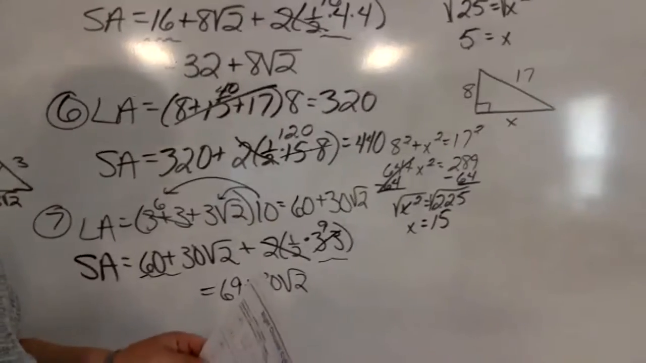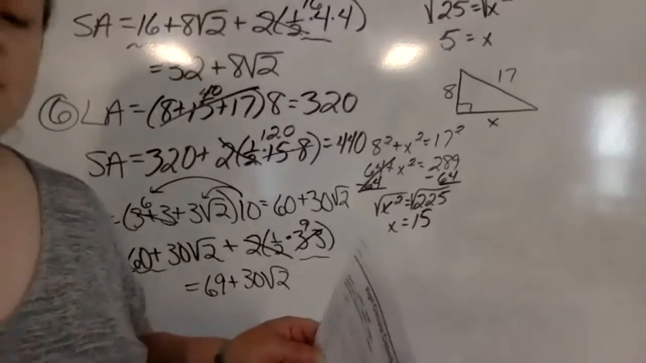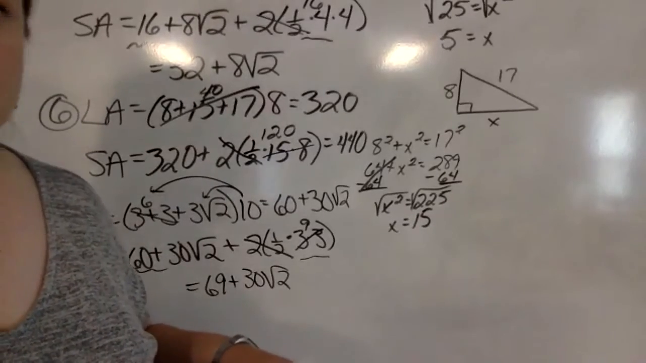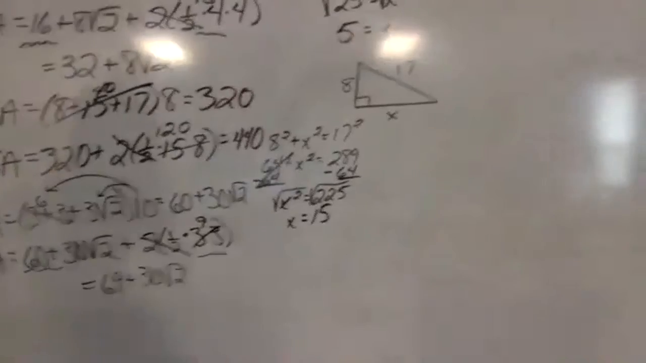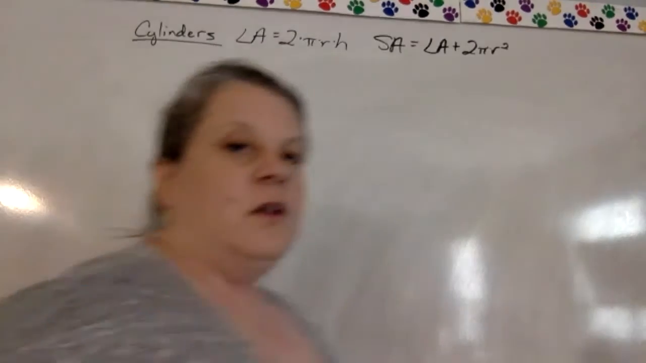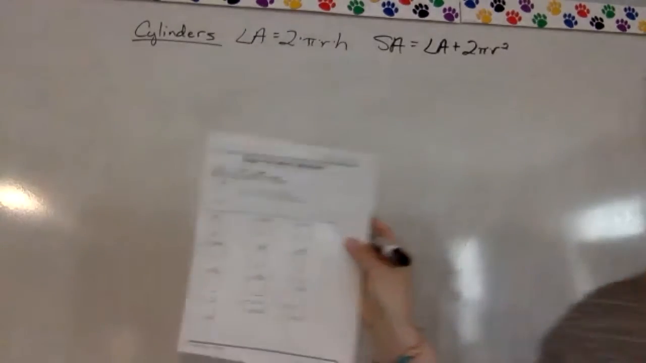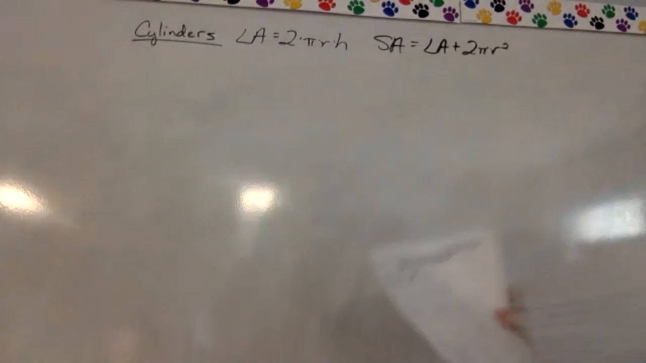Cylinders are easy. Cylinders, you have set formulas because they all have the same shape base. What shape is the base of a cylinder? A circle. So they're easy. You've got set formulas. They're on your worksheet, up there at the top in that little box. You have them up here on the board, okay?